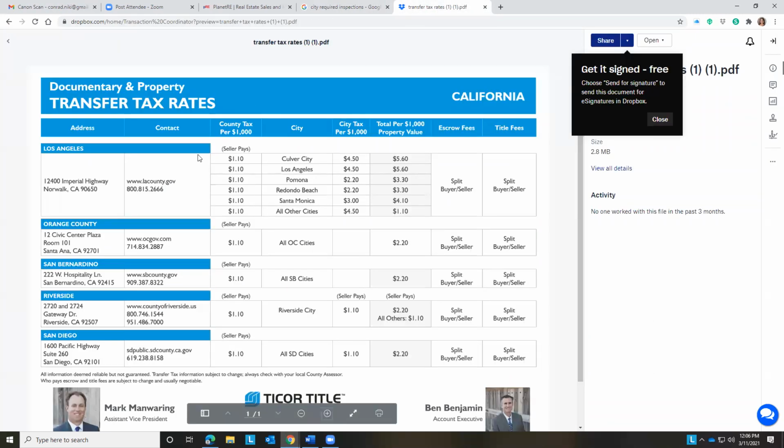The other thing about transfer tax is I've had it where somebody didn't check the city tax fee and you're already in escrow. And the seller said, I'm not going to pay it. And the buyer had to end up paying the city transfer tax fee, which is normally a seller fee. So you want to know that information.